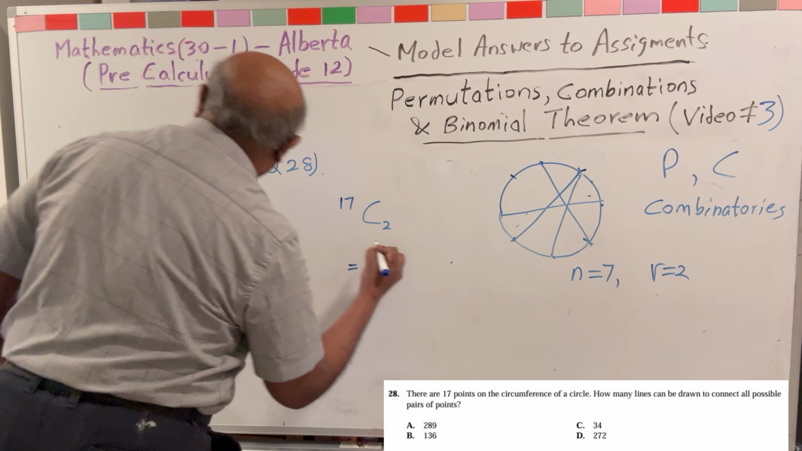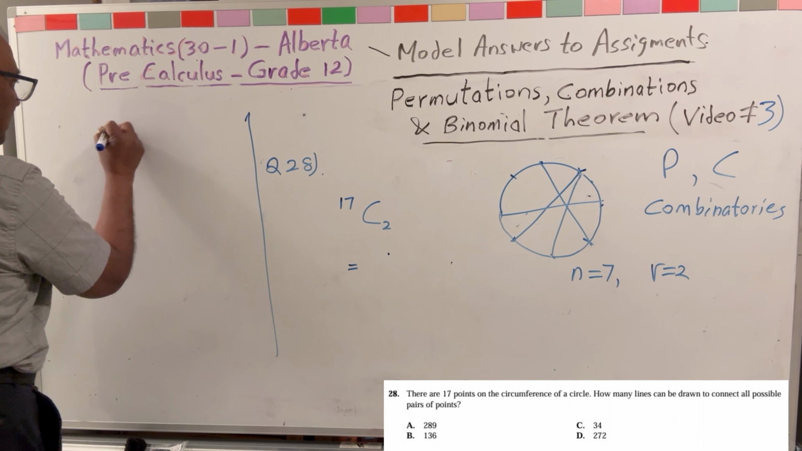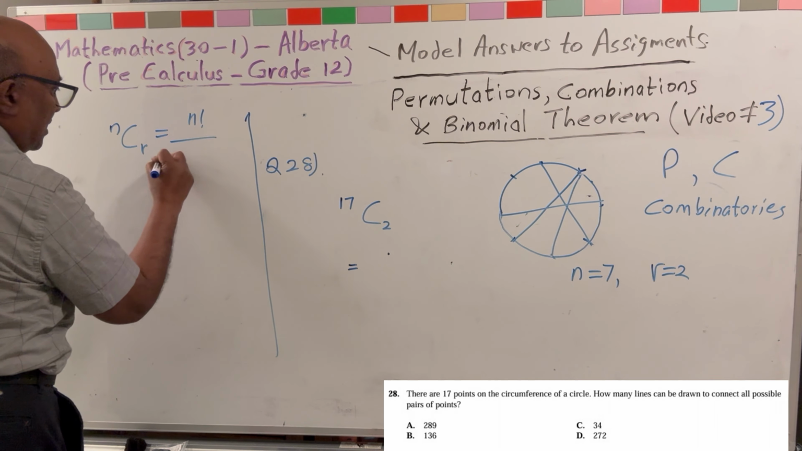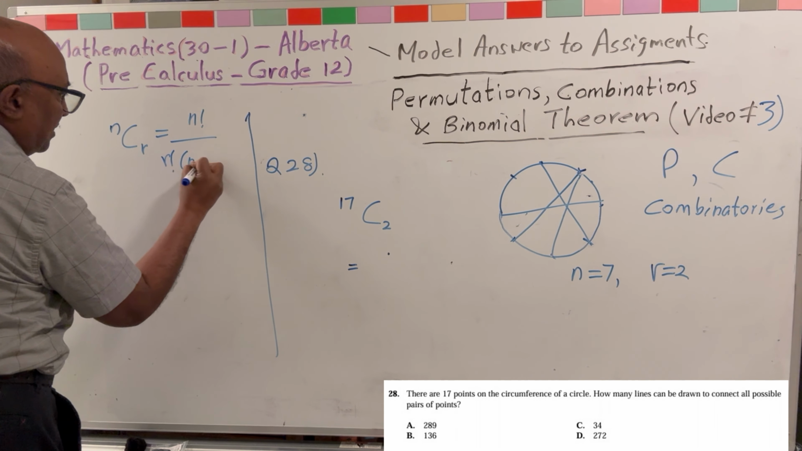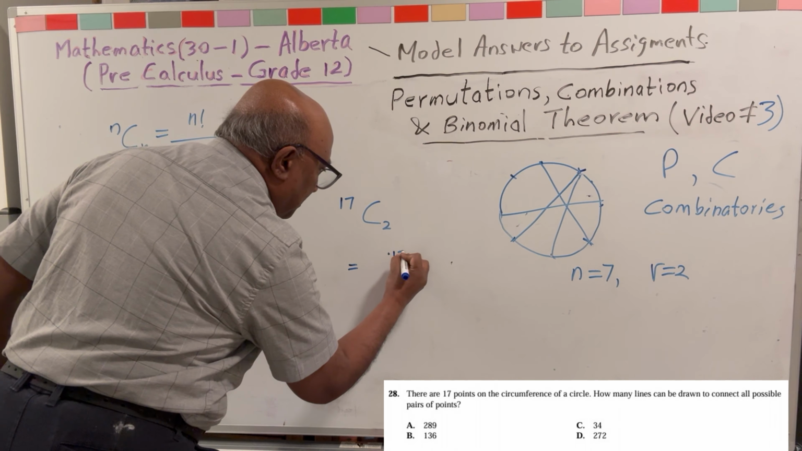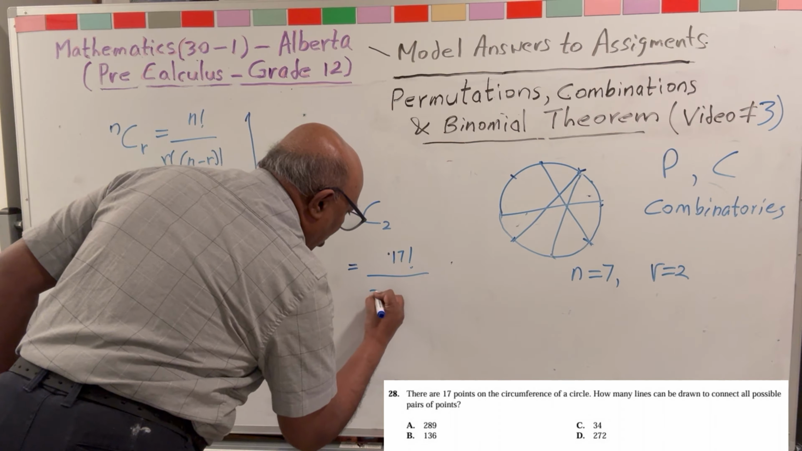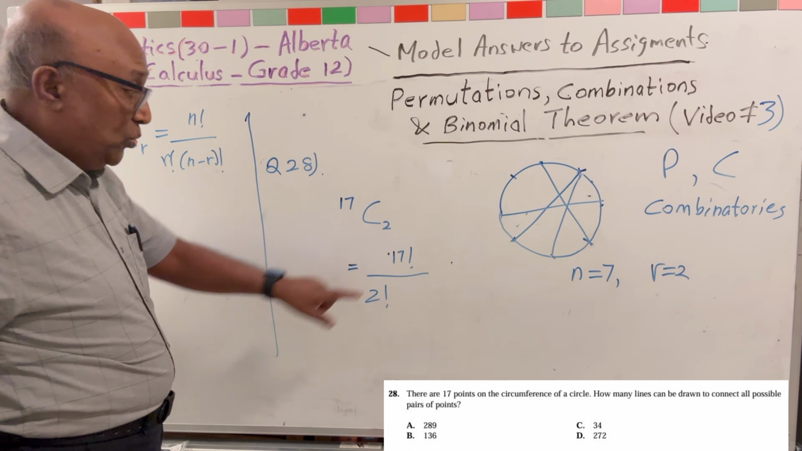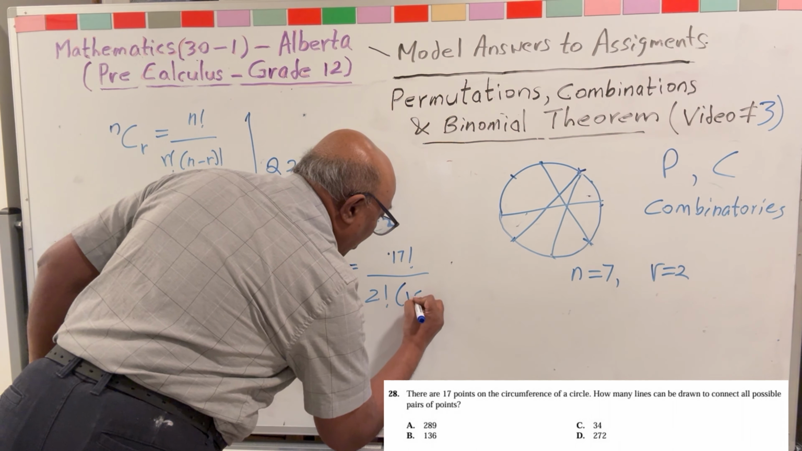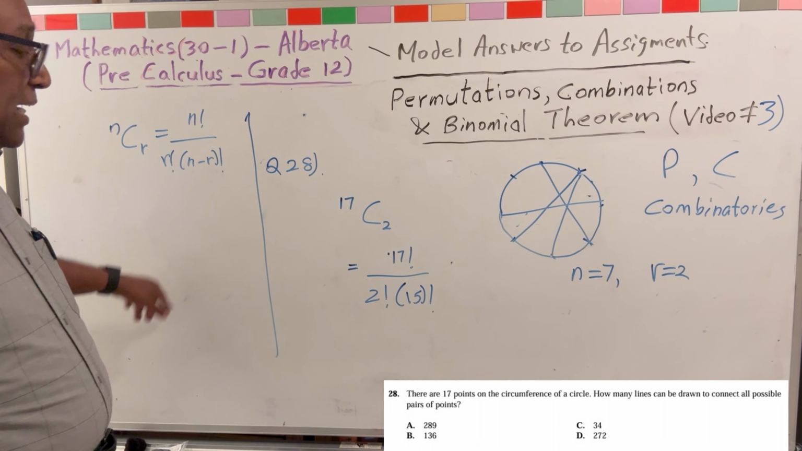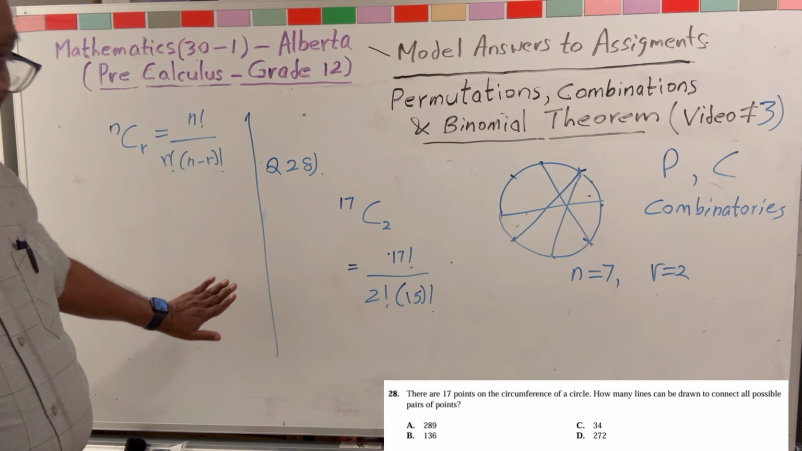Okay, let's use the formula. nCr equals factorial n upon factorial r, factorial n minus r. n is 17. r is 2. n minus r means 17 minus 2, that means 15 factorial. That means we don't need to go with the other formula. I will let you know that this time.